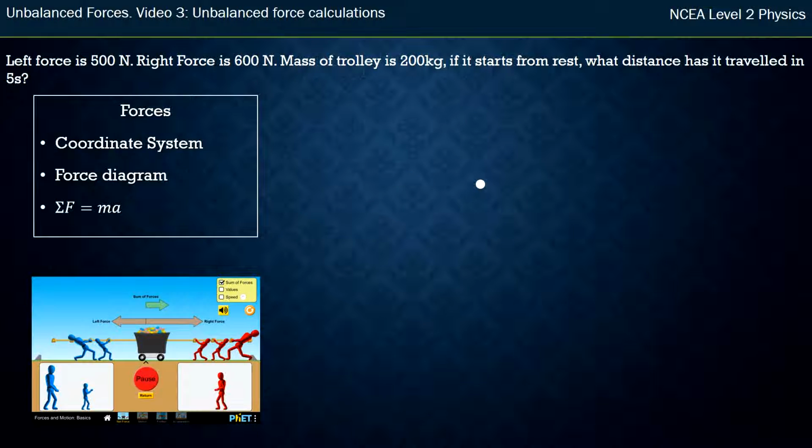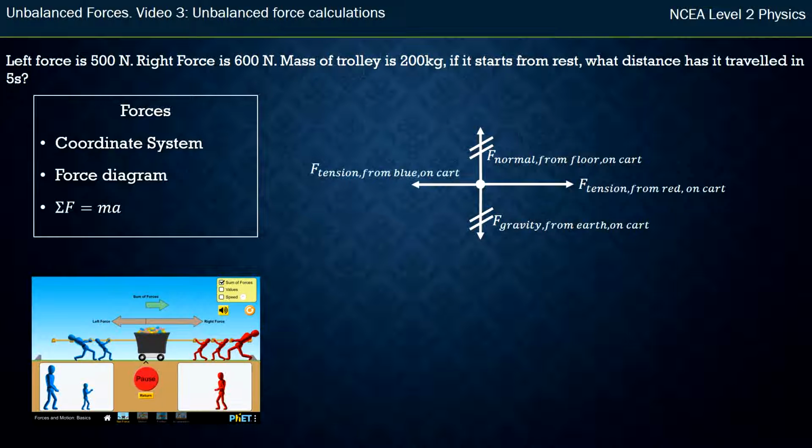Now let's do our force diagram. We have a downwards force on the cart from the earth, and an upwards force, the normal force. The cart's not accelerating up or down, so those two are equal and balance each other out. We've got our horizontal forces from the blue team and the red team, and the red one is larger than the blue one. We can put numbers on that because they give it to us in the question: 600 newtons pulling to the right, and 500 newtons to the left. Remember, we chose right to be positive, so our left force is a negative force. When we find our total force, this will make sense.